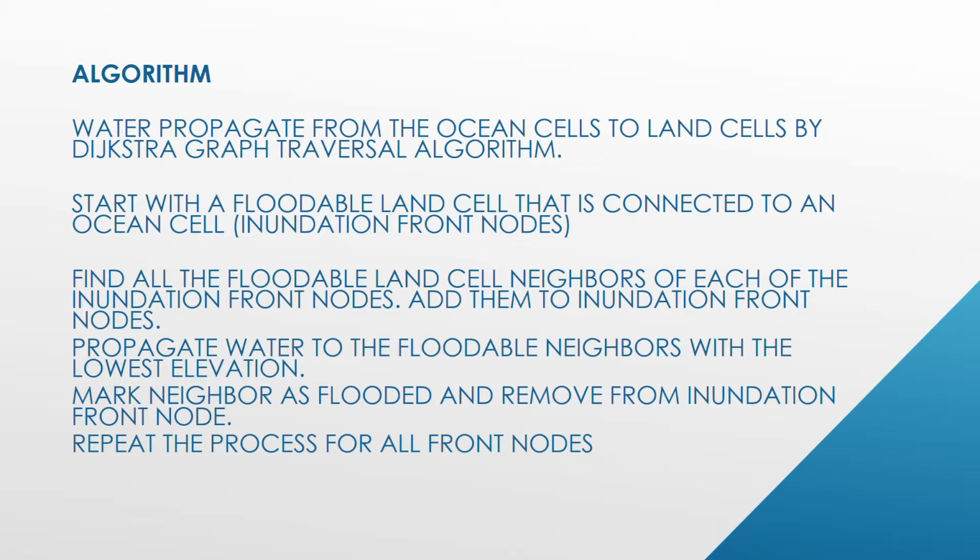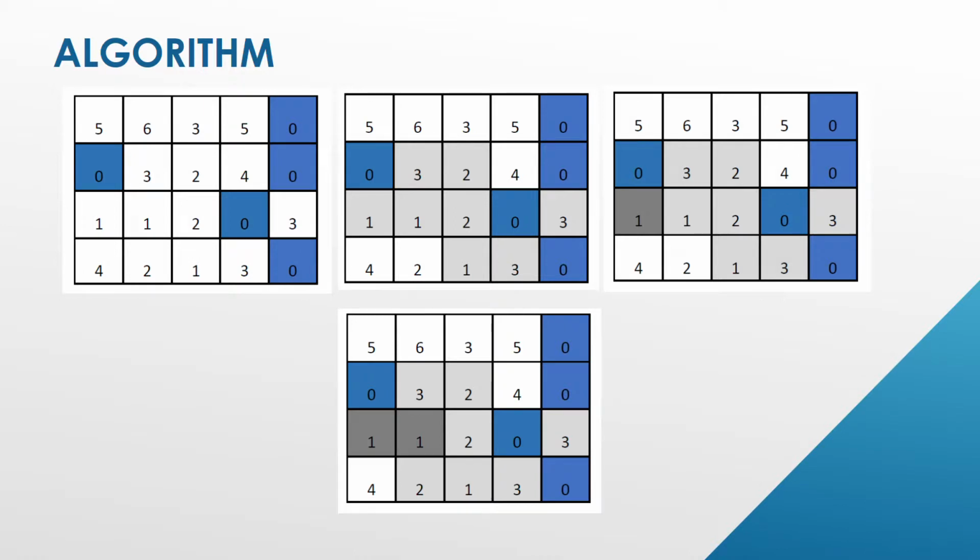So any neighbor, including the front nodes, is now considered to be flooded. We're going to repeat the process until we go through all the front nodes. So this is how the algorithm works.